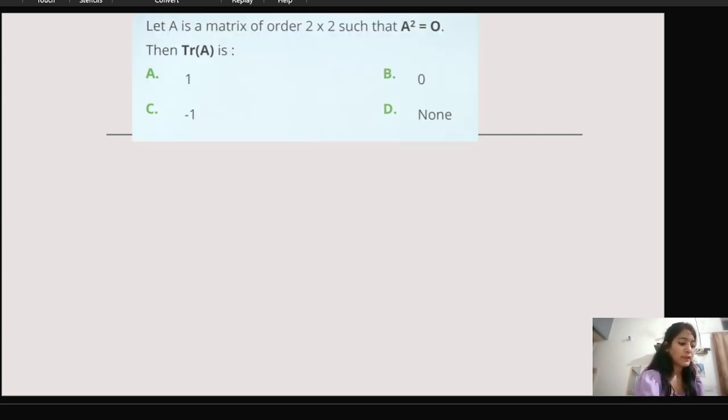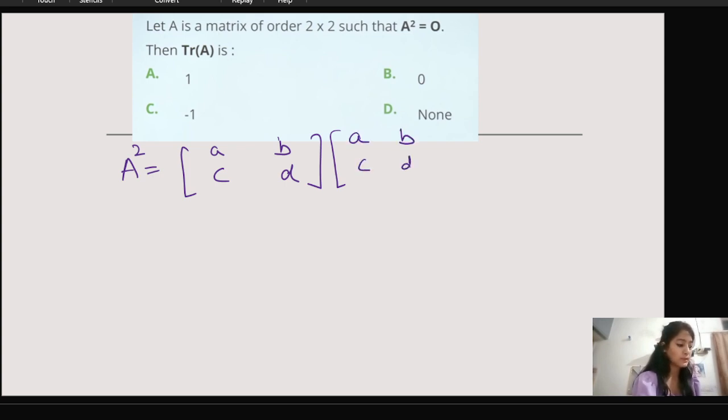Okay, so let A be a matrix of order 2 cross 2. So let us suppose A is the matrix A, B, C, D of order 2 cross 2, such that A square is equal to 0. 0 means null matrix. So we can write like this. The square of this will be, we have to multiply with the same matrix A, B, C, D, that is equal to 0, 0, 0, 0. We have to find the trace of A.